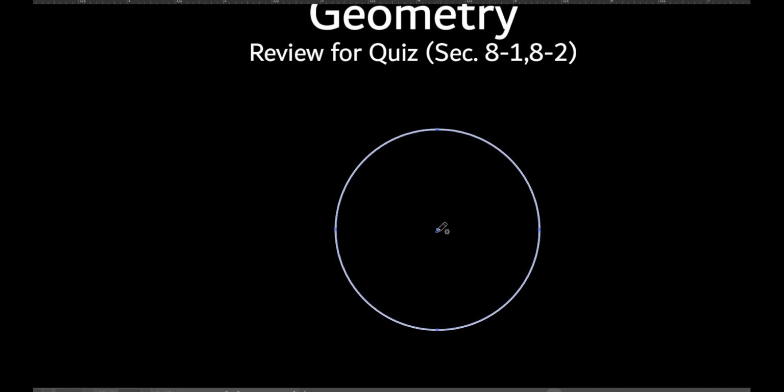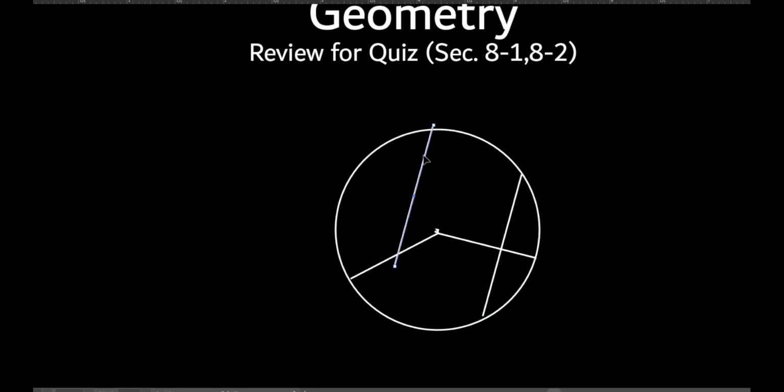Let's see. Do this. Got a radius right there. Got a radius right here. Then we got a chord. I'm looking, hold on. We got a chord right there. I'm going to copy and paste that chord, and I'm just going to move it.